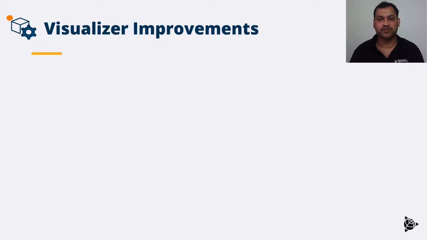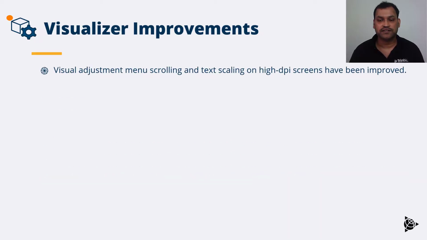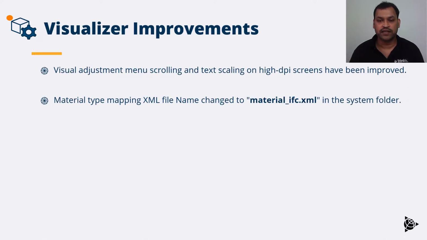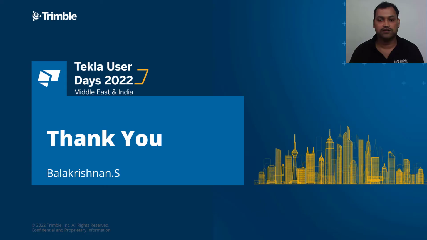Coming to the Visualiser improvements. The navigation inside the Visualiser for menu scrolling and text scaling has been improved for screens with high DPI, and the file name for the material mapping file has been renamed to material_IFC.